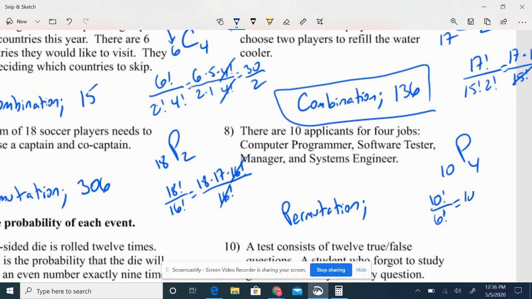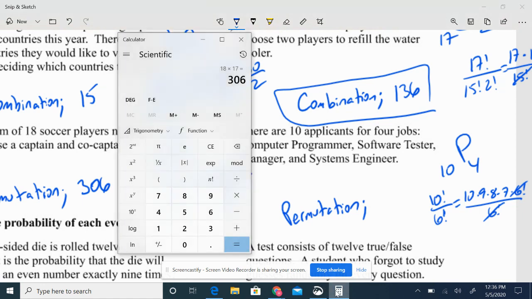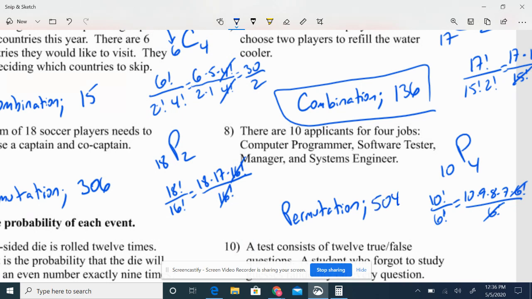Now 10 factorial, I'm going to call this 10 times 9 times 8 times 7 times 6 factorial. I have a 6 factorial at the bottom, so they cancel out. Now 10 times 9 times 8 times 7 is 5,040. I'm going to put a little comma to separate the thousands.